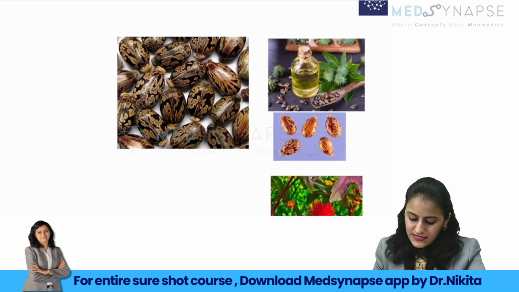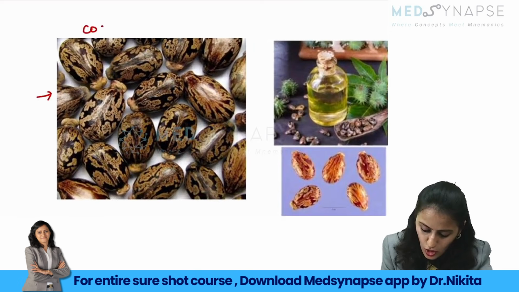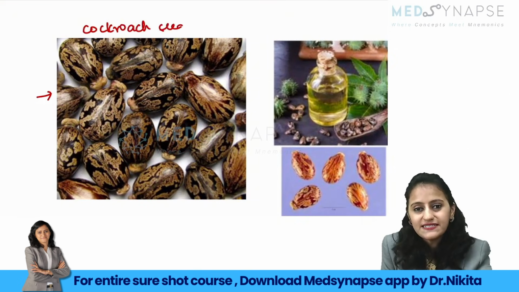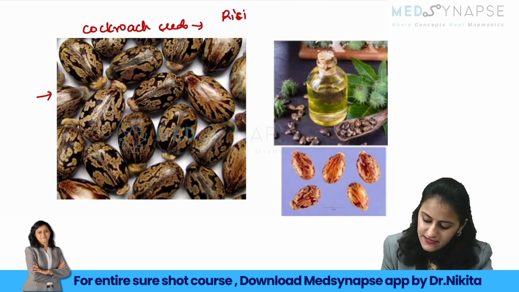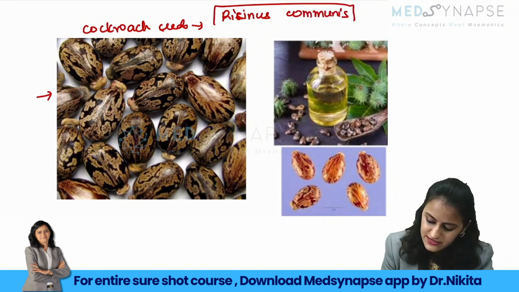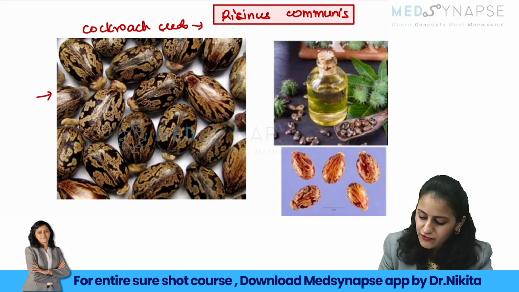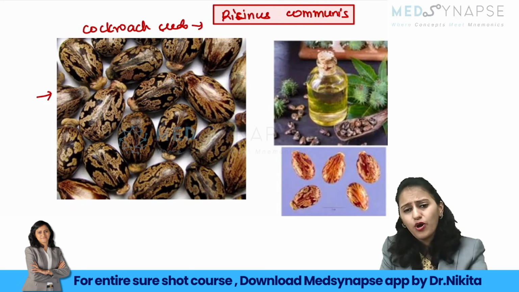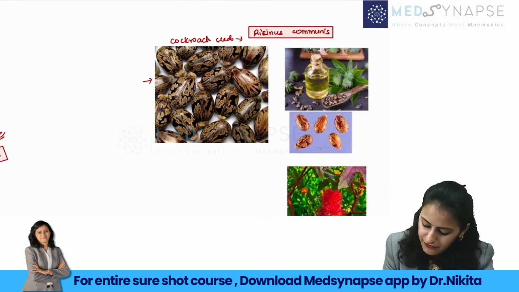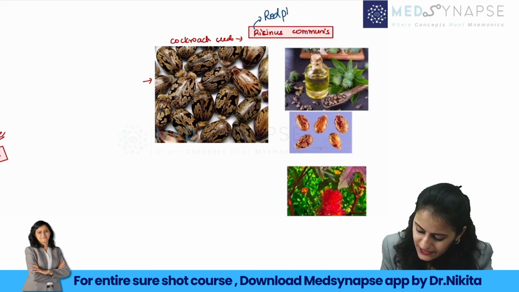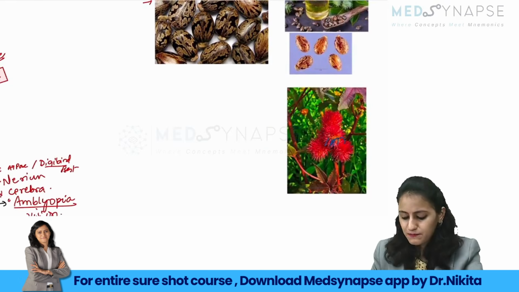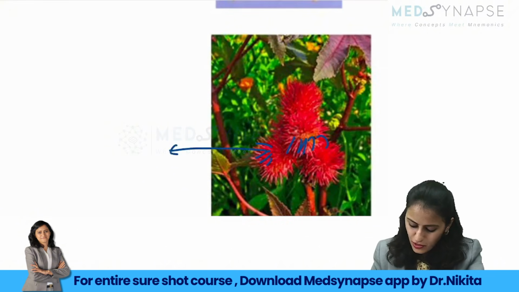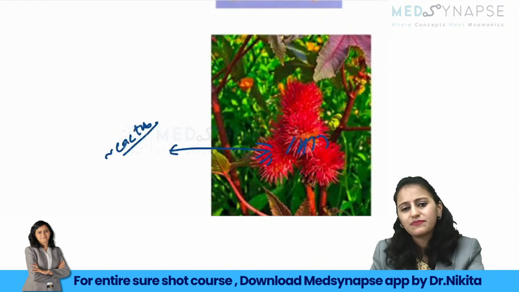Coming to the next plant here, look at the seeds which are looking like a cockroach. This is the castor oil one. This is ricinus. Remember this is Ricinus communis. So remember, for Ricinus communis, the first point you need to remember is R for red color plant. It is the red color plant like you see here. Look at this red color plant and look at the plant which looks thorny, like the cactus. Red but like cactus.